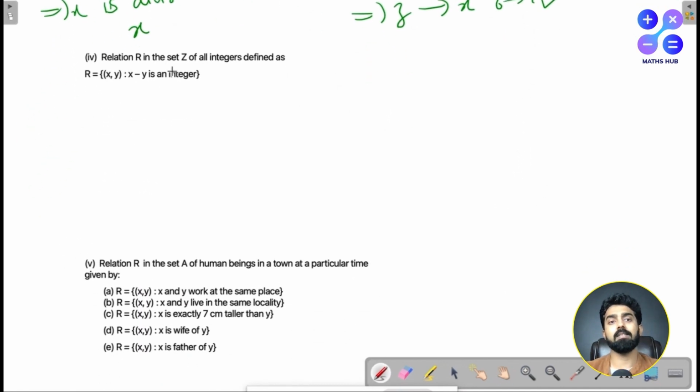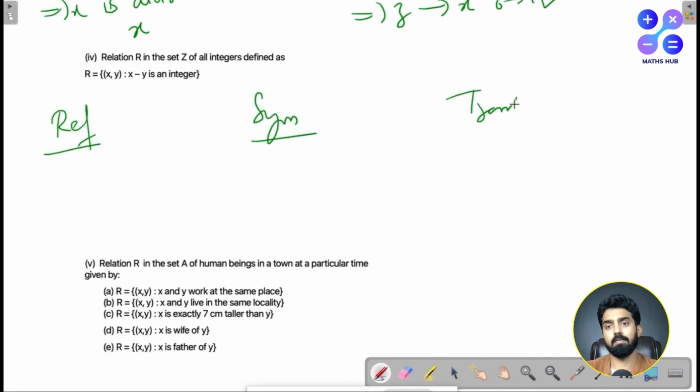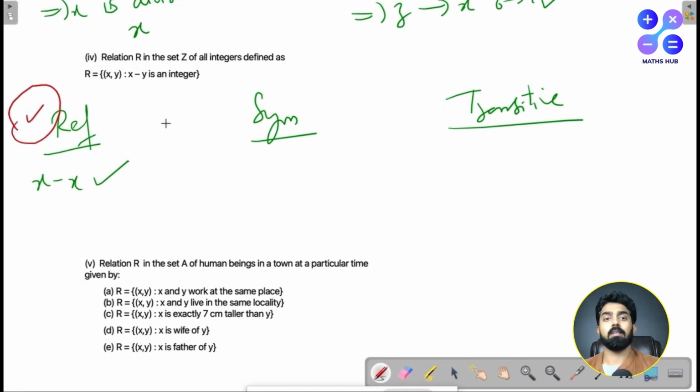Relation R in the set Z of all integers defined as R = {(x, y) such that x minus y is an integer}. Again, is it reflexive? Is it symmetric? Is it transitive? Let's check. Reflexive means every number is related to itself, right? X minus y is an integer. So x minus x will always be an integer, right? X minus x is 0, and 0 is an integer, so it will always be an integer. So it is reflexive.